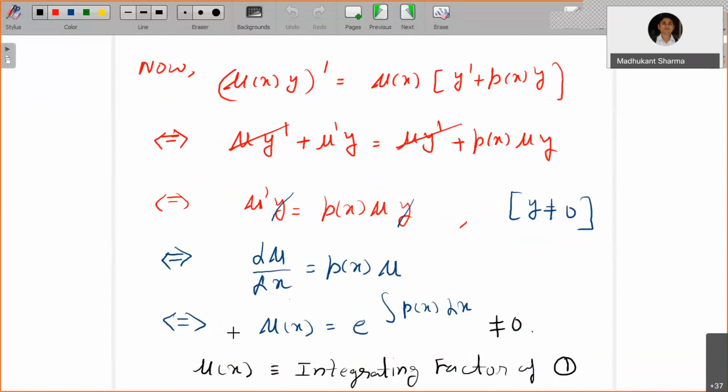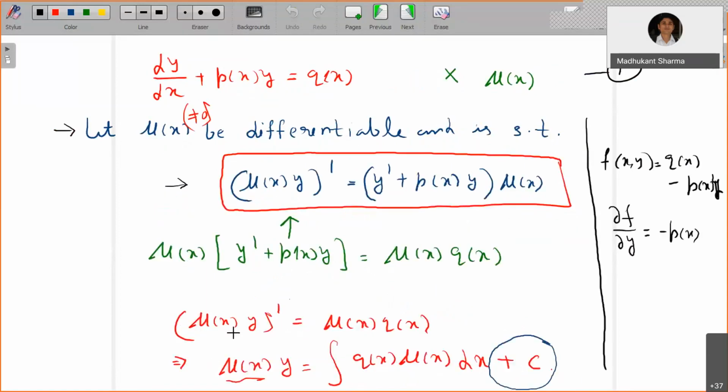We have started with the assumption that suppose there is a differentiable function, and we are concerned about the left hand side. If it becomes a total differential of some function, then it will be easy to integrate. But it is not always possible, you cannot guarantee that it is going to be written as some y into y dash or some other function.